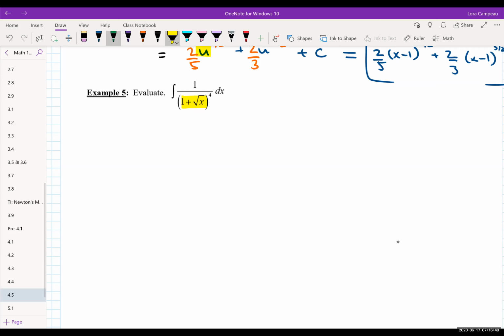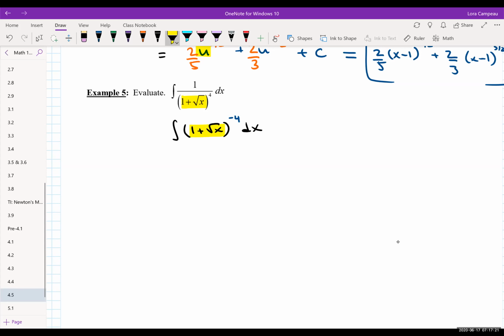Also, what might be interesting to you is you're saying, maybe we don't like having powers in the denominator. We've done this before where we say, if it's a power in the denominator, why don't we rewrite it so that we end up having a negative exponent? That tends to be a little more user-friendly, not only when we're integrating, but when we're taking the derivative as well.